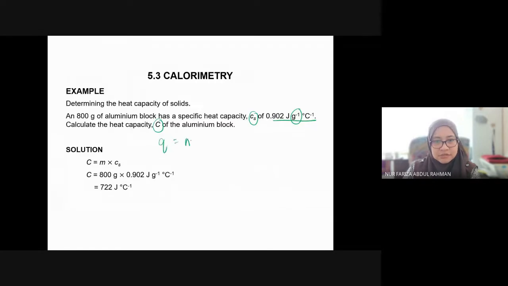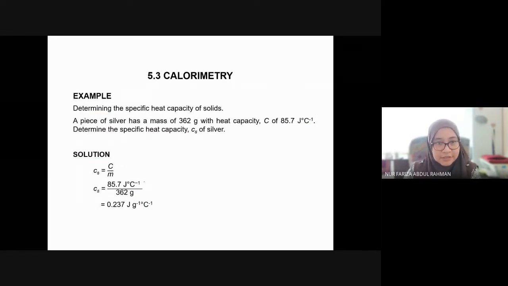Okay, because we start out with mCs delta T, so this mCs is equal to C delta T, for something that is permanent like that. But we can also calculate like this given the mass, so we multiply. Okay, don't forget the unit here. You are calculating for heat capacity. So g cancels. You have J and degree Celsius. So this is the heat capacity.